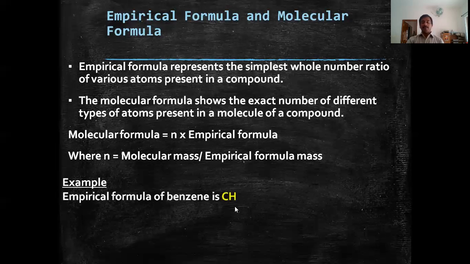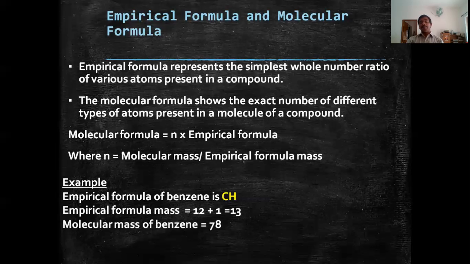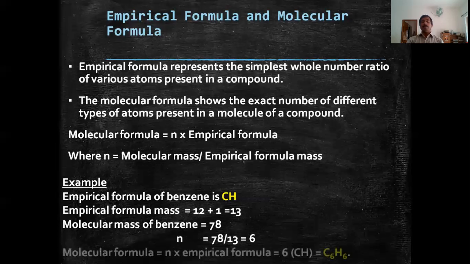The empirical formula of benzene is CH. Then what is the empirical formula mass? 12 plus 1, 13. Molecular mass of benzene, 78. So N is equal to 78 by 13, equal to 6. So molecular formula is N into empirical formula, that is 6 into CH, equal to C6H6. That is the molecular formula of benzene.